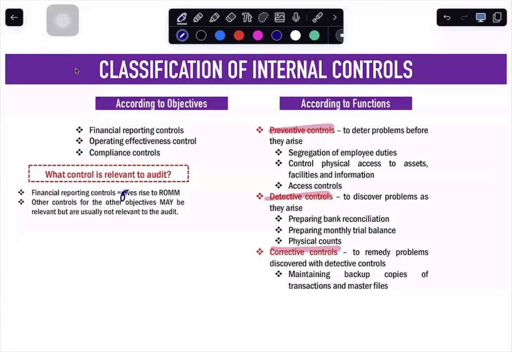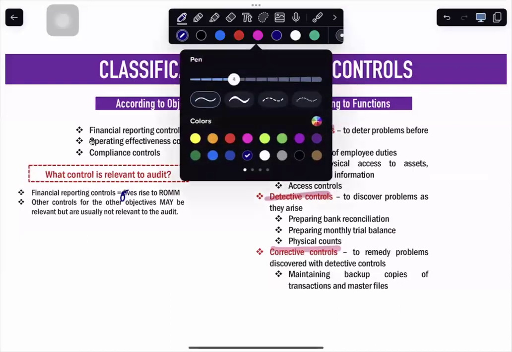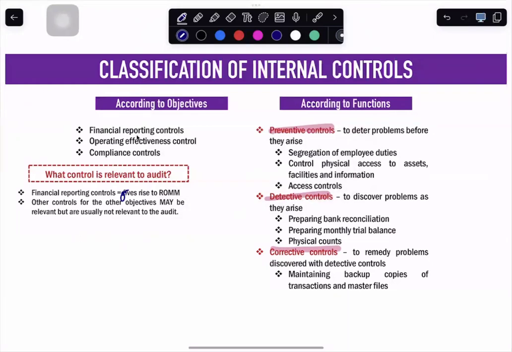Next, we also have your detective control. Your detective controls discover problems as they arise. Some common examples are bank recon, trial balance, and your physical count. Next, we have your corrective controls. Under corrective controls, these remedy problems discovered with detective controls. Some examples are your backup copies of transactions and master files.